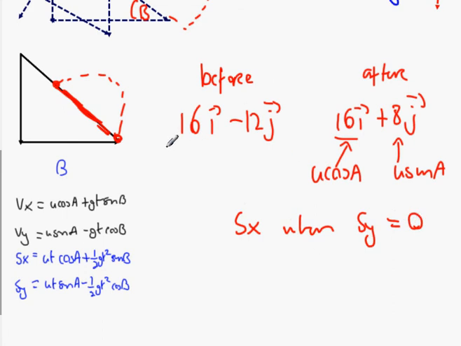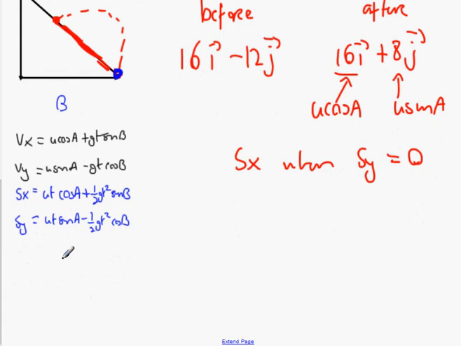Can you tell me? Because when it finishes its hop, it has no height above the plane, so sy has to be equal to 0. Okay? So what we're going to do next is alter these formulas. We're just going to use sx and sy. In sx, we're going to change u cos alpha into 16.